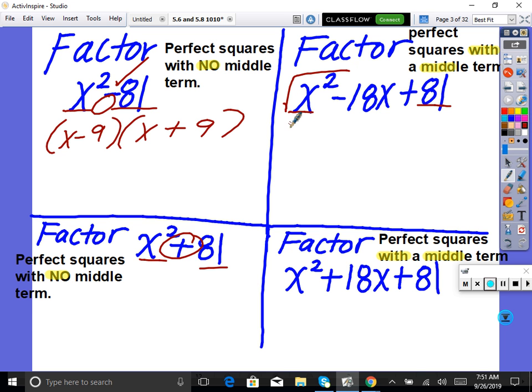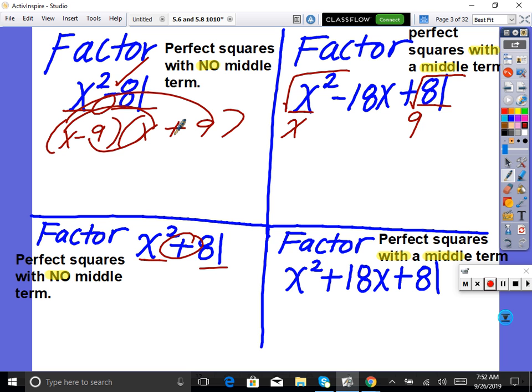We have to check something real quick. The square root of x squared is x, correct? The square root of 81 is 9. Now think about it. We have a middle term, so it's not going to be plus or minus, correct? If we were going to double distribute this, wouldn't there be 2 x times 9s? You'd be distributing, and there'd be x plus 9s, or x minus 9s, if we were going to distribute this out, right?